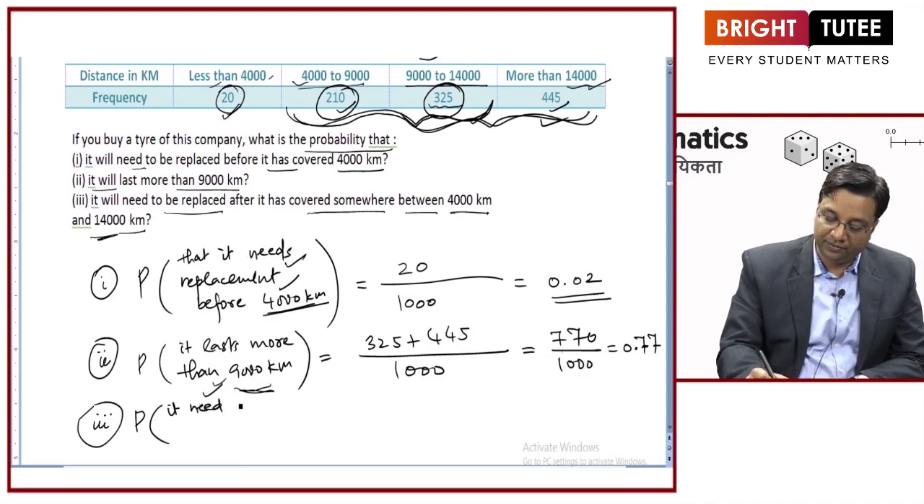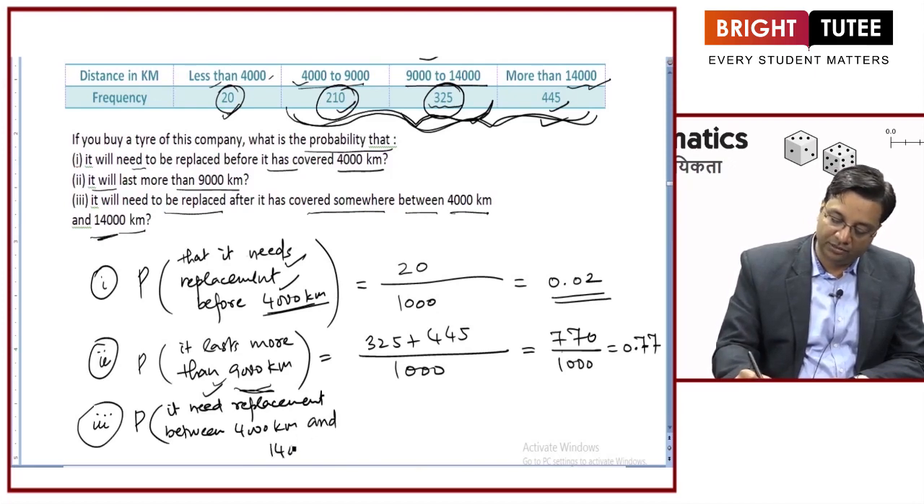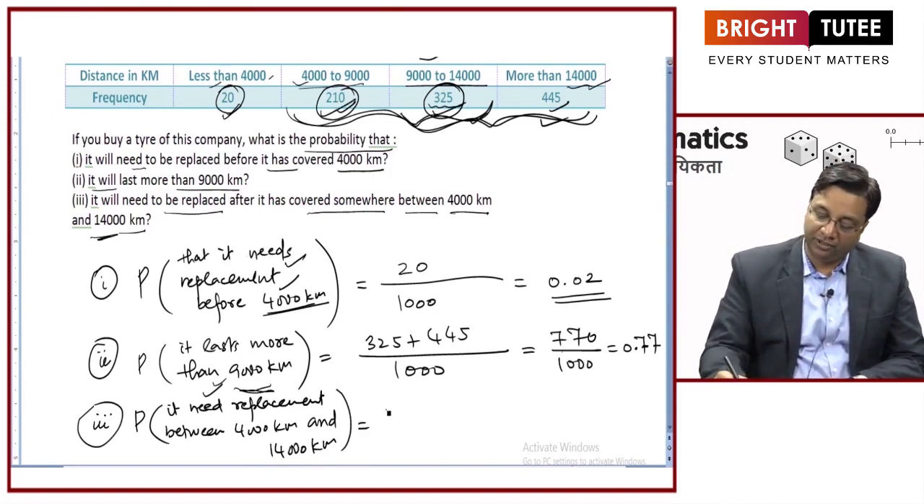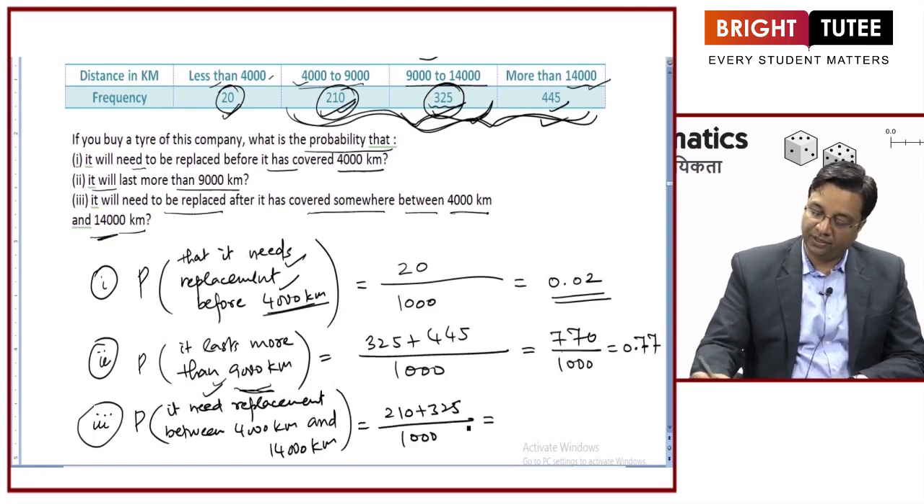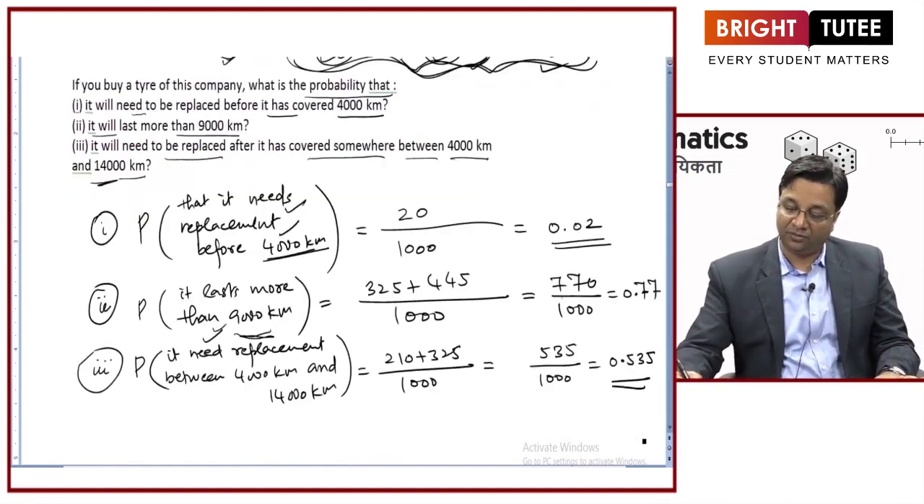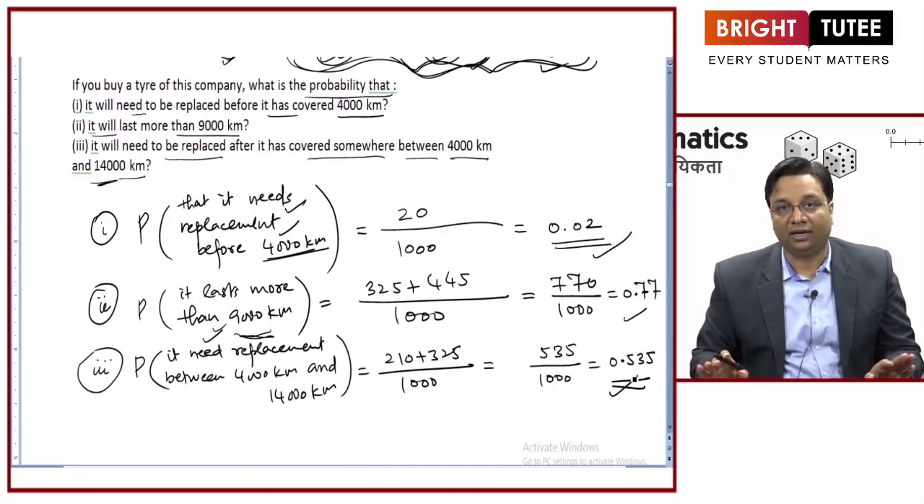Which event? That it needs replacement between 4000 kilometers and 14000 kilometers will be equal to 210 plus 325, and total number of cases is 1000. So, this will be 535 divided by 1000, and it will be equal to 0.535.